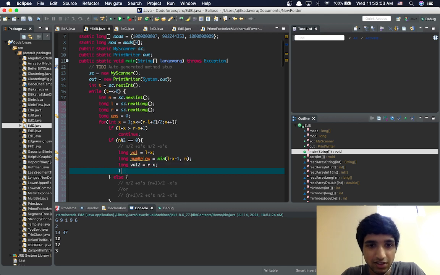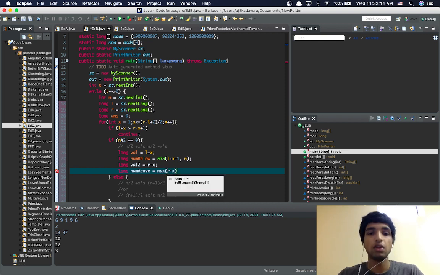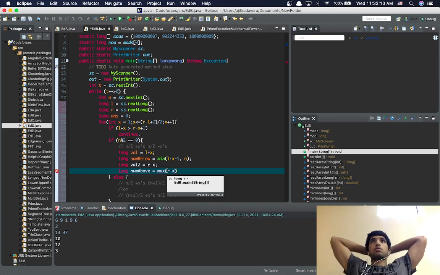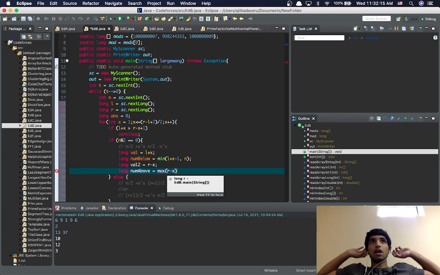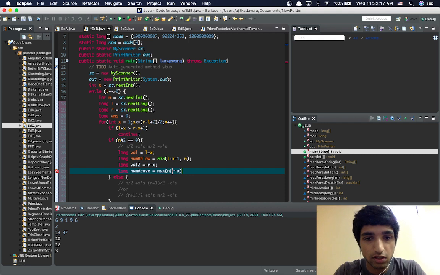R minus X, num above equals max of R minus X. What is it? N minus R minus X. So n minus R plus X. And then n. Sorry, min.